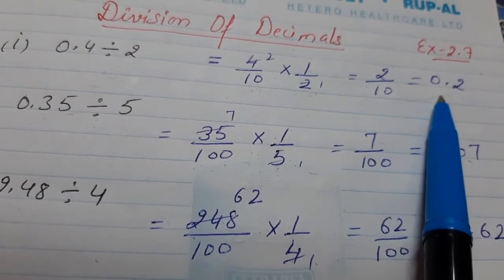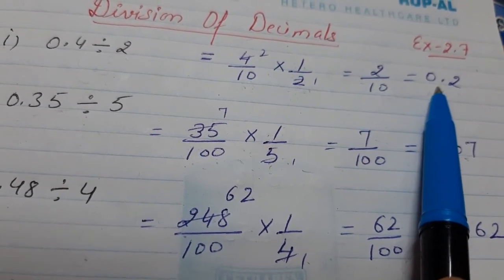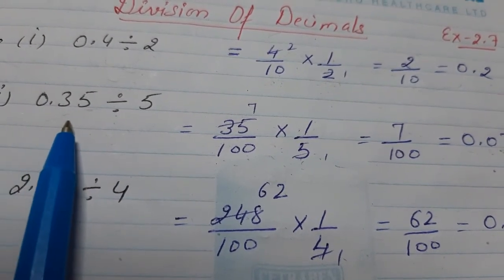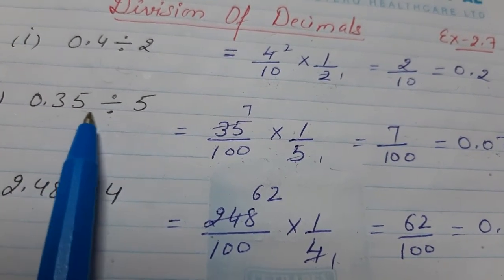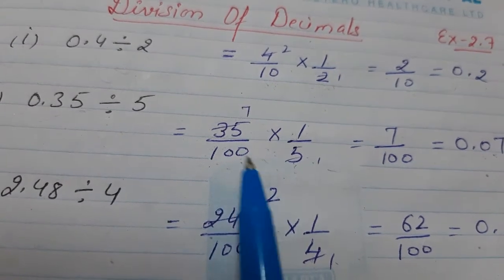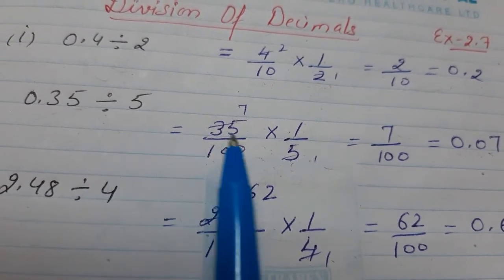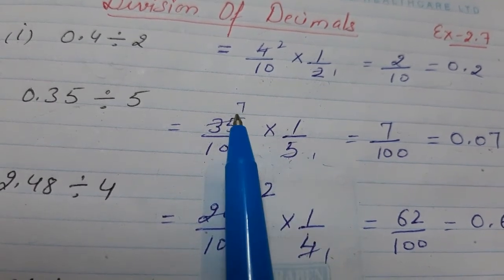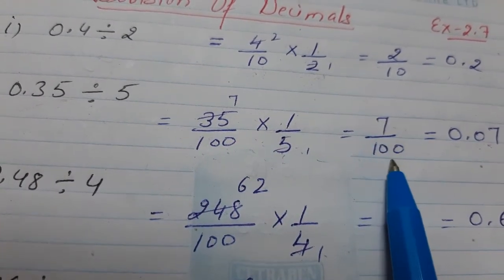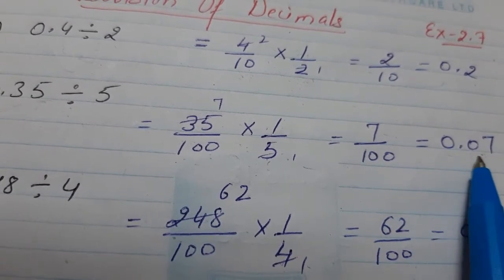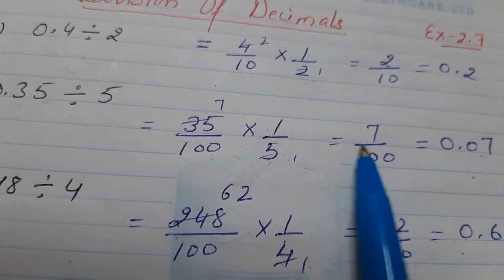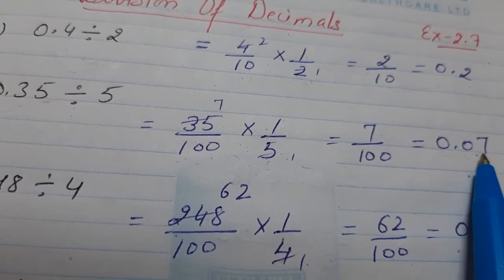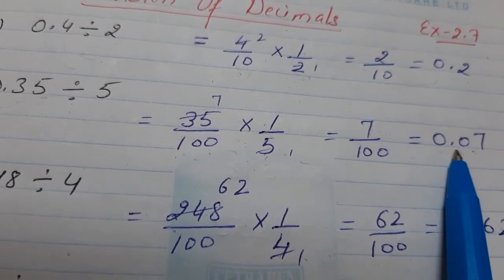Again put the decimal. The decimal will come out to be 0.2. Similarly, for the second part, 0.35 divided by 5. First of all remove the decimal, it will become 35 by 100, and change the division sign into multiplication and take the reciprocal. Now do the cancellations. 5 7s are 35, so it will become 7 by 100. Again change it into the decimal 0.07, because in the denominator we have 100, so after 2 digits from the right side the decimal will be put.